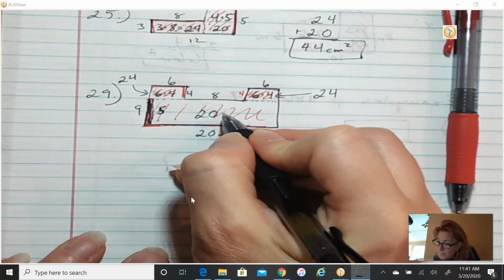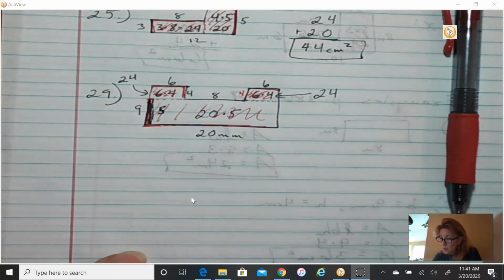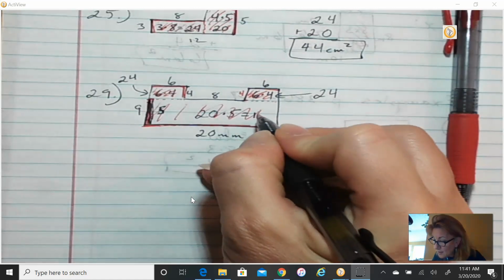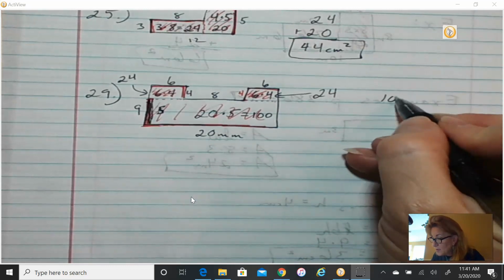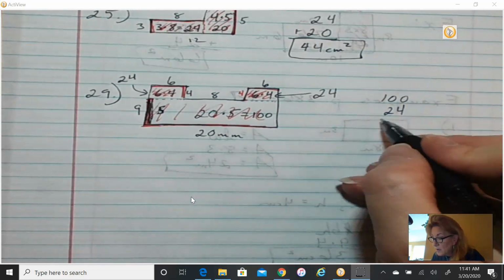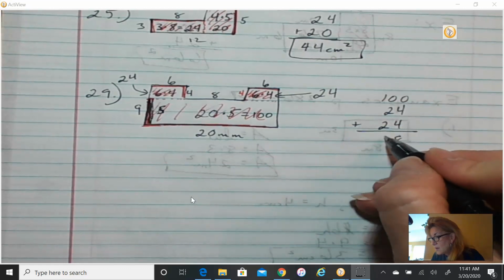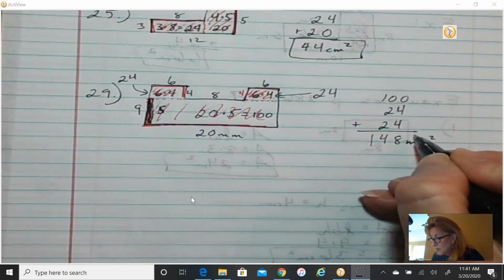So it's going to be 20 times 5. Okay, so 20 times 5, what would that be? That's going to give you 100. So then over here we do 100 plus 24 plus 24. We get 148 millimeters squared.